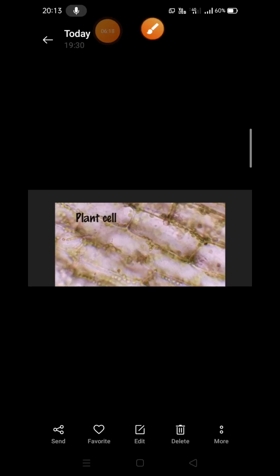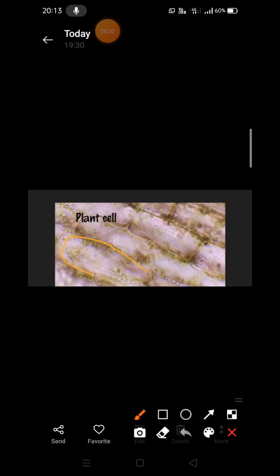So, this is a plant cell. So, this is the cell wall. Inside the cell wall, it has one more layer, that is cell membrane. Then nucleus is there, and it is filled with the cytoplasm. So, this is about the plant cell.